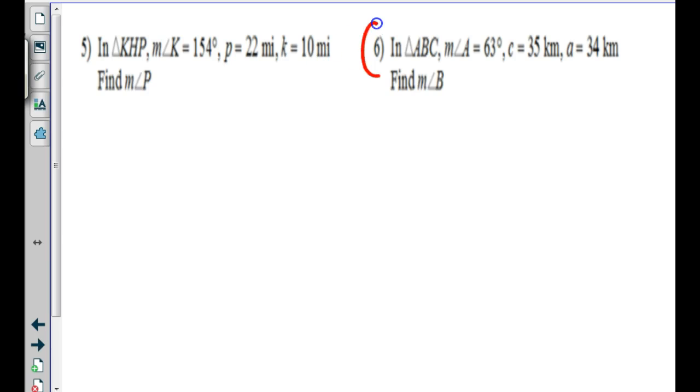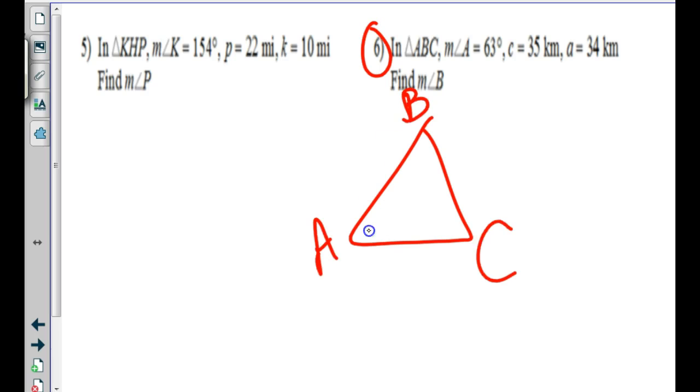Let's try 6 real quick. Triangle ABC. A is 63 degrees. Side C is 35. Side A is 34. And we're supposed to actually find angle B. Can we find angle B right now? So what are we going to have to find first? Can we find side B? Yeah, we can use law of sines to find angle C.